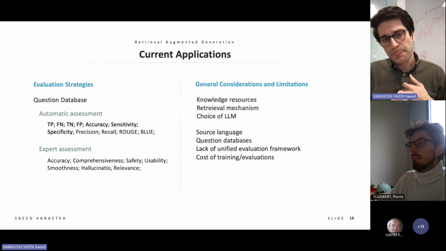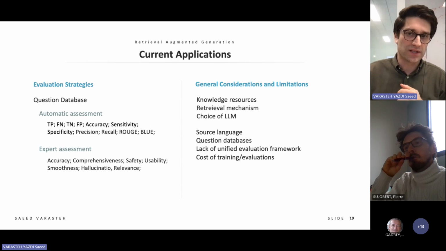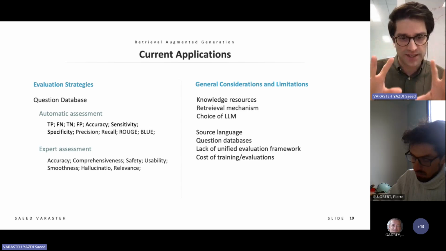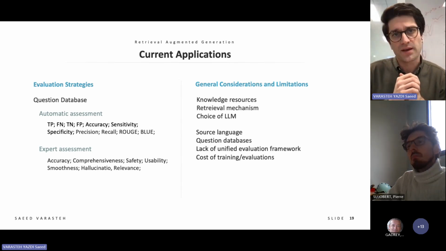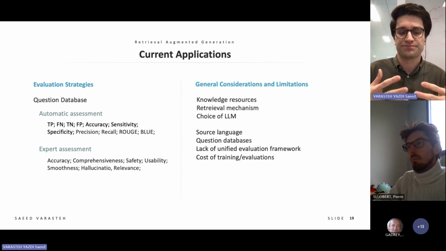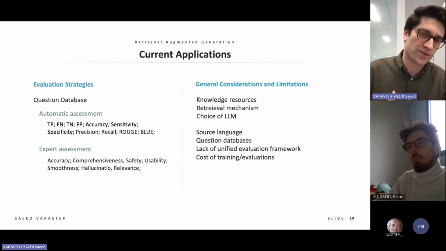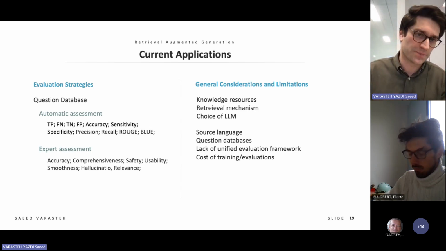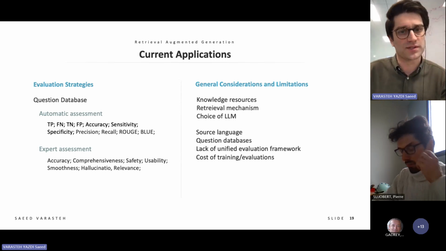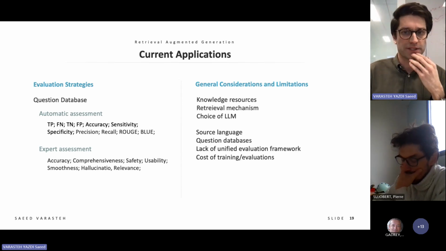At the moment, one limitation of these systems is their evaluation. It's quite difficult to evaluate them because we don't have a unified evaluation framework. Each system needs to be evaluated on its own. You can do it in an automatic manner using, for example, a question database, where you have the correct answers and compare the model responses to them. Or you can use experts to assess the responses generated by the model, for accuracy, reliability, and safety, which is a bit costly because you need to pay for these experts.